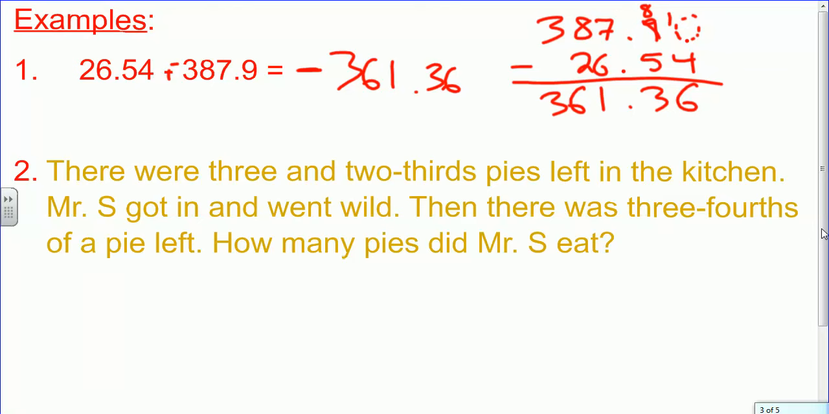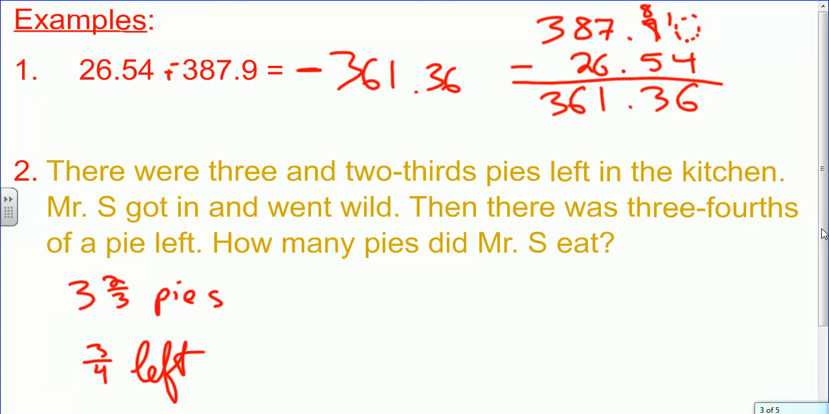Number 2, there were 3 2/3 pies left in the kitchen. Mr. S got in and went wild, typical. When there's pie, I can smell it. Then there was 3/4 of a pie left. How many pies did Mr. S eat?